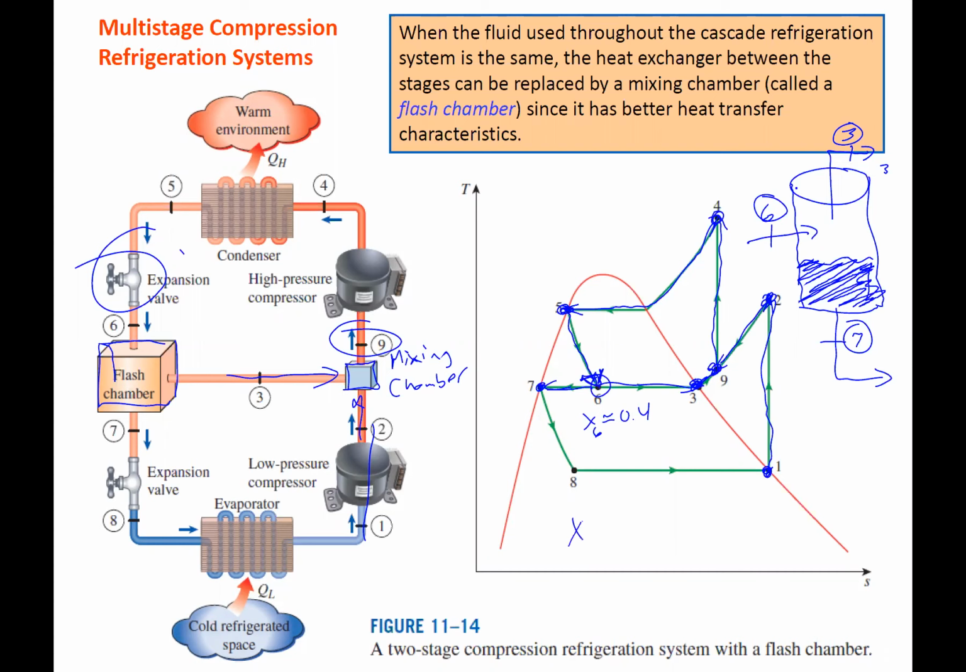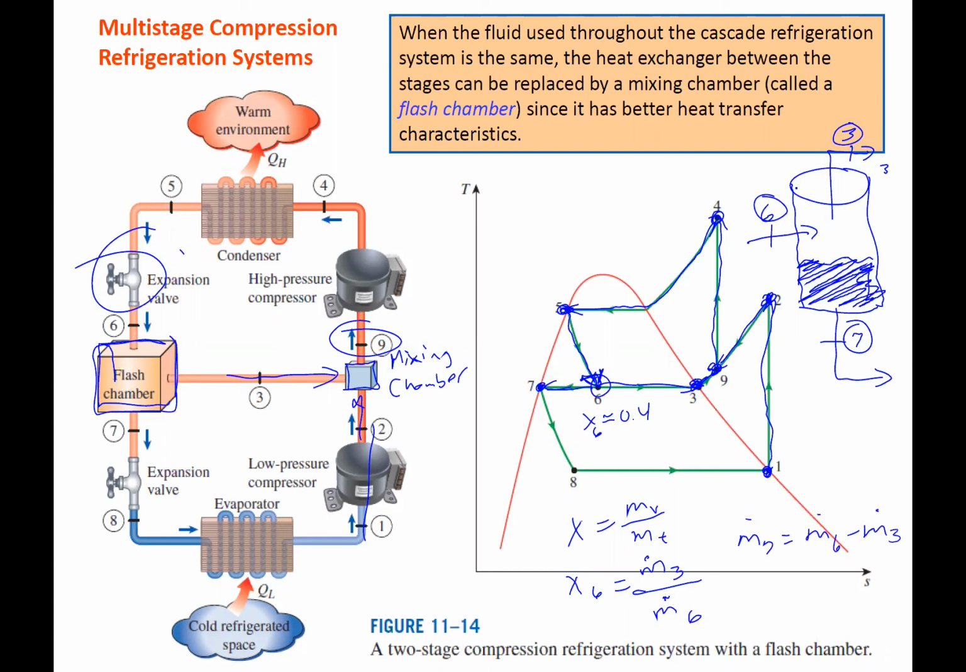So quality, I know it's a long time from chapter 3, but the definition is the mass of the vapor over the total mass of that fluid. So at state 6, the mass of the vapor, we can just change that to the mass flow rate at 3, because all vapor is leaving at 3. The total would be the mass flow rate at 6, because that's the total coming into the flash chamber. And then we can get mass flow rate 7 just by doing conservation of energy in our flash chamber. It's just 6 minus 3.